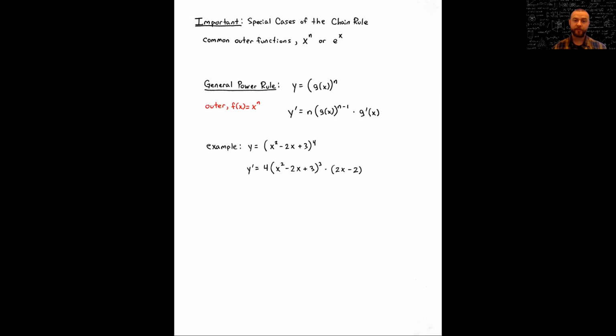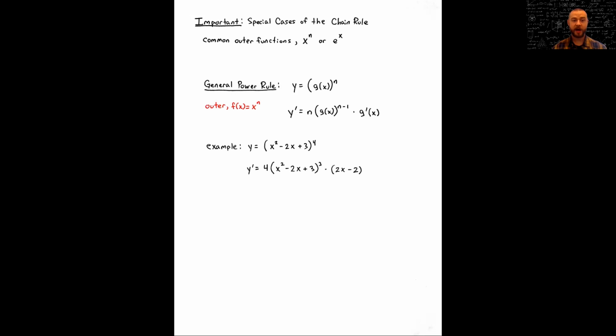Okay, let's take a look at a very brief example just to illustrate how we would use the general power rule. So let's say we have a function y defined as x squared minus 2x plus 3, raised to the 4th power.